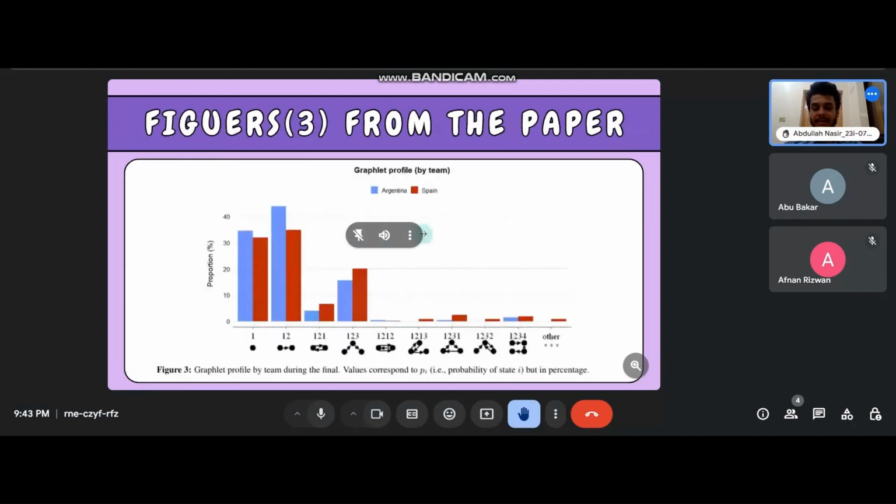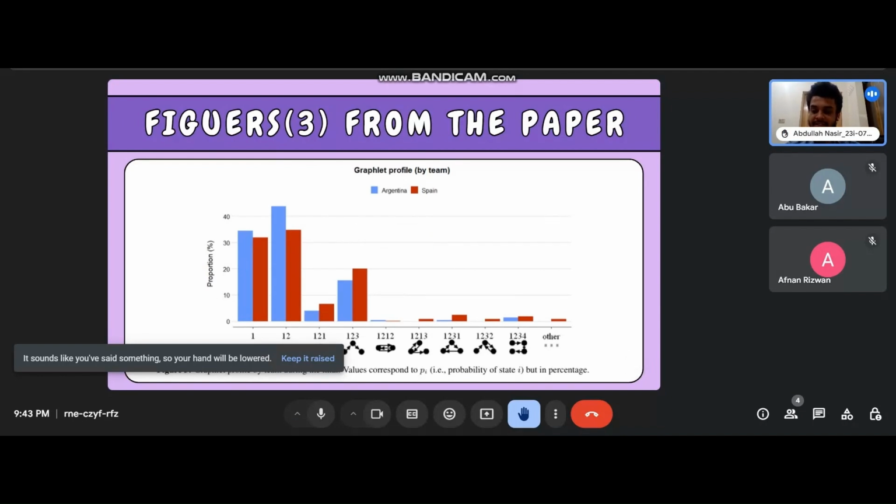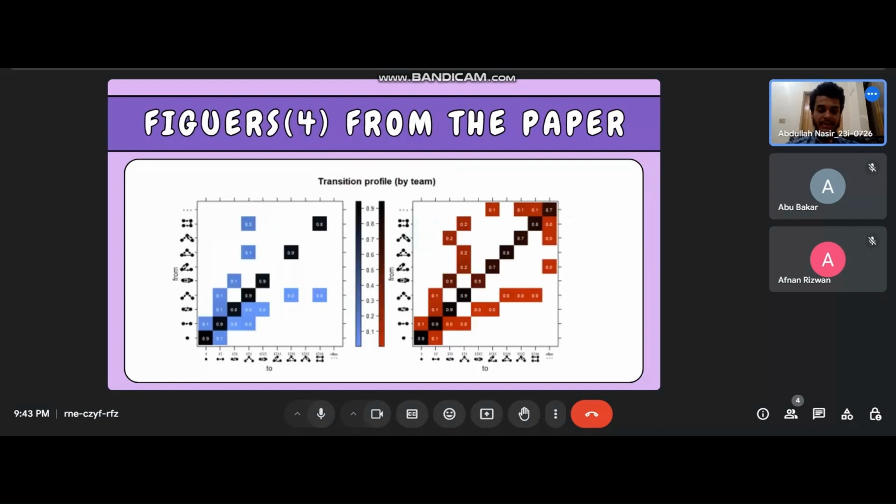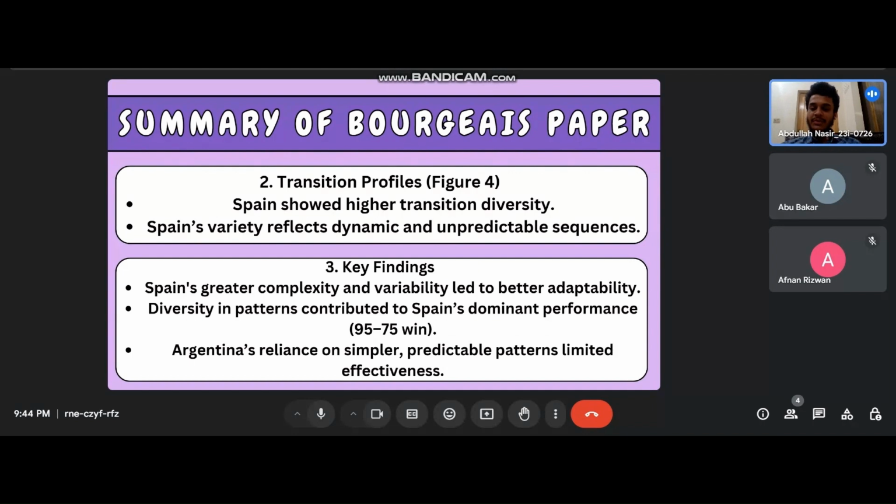Figure number 3 clearly shows that Spain, which is in red, had more complex passing patterns as compared to Argentina. Argentina is mainly on 1 and 1-2, which is no passes and a single pass. Figure number 4 also shows that the patterns of Spain were more complex. From this, we can conclude that Spain's greater complexity and variability led to its better performance.